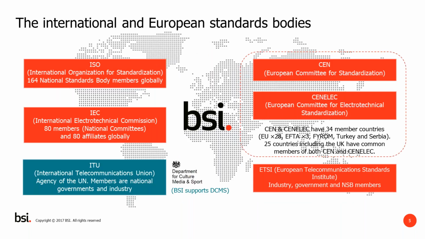So a quick overview of the international and European standards bodies. So who are they? Starting internationally, we have ISO, which is the International Organization for Standardization, and it currently has 164 national standards body members globally. There is one national standards body nominated in each country.